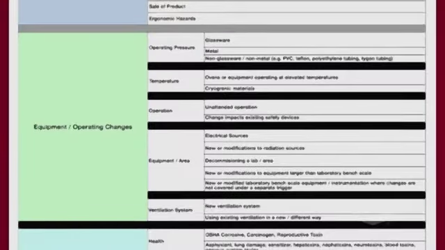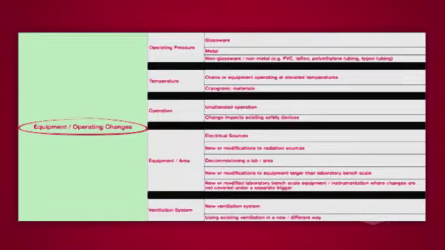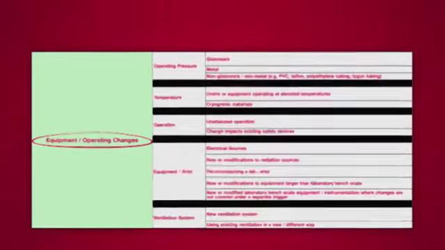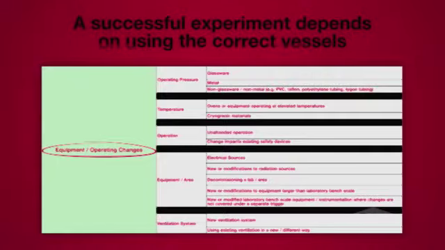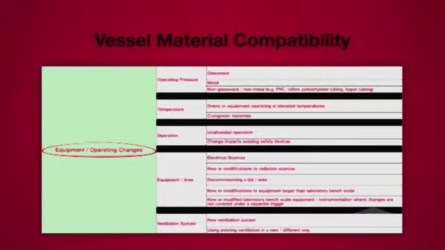Now we move to the Equipment Operating Changes section. For this part of the trigger grid, remember, your experiment is only as successful as the vessels you choose to use. A safe and successful project depends on selecting vessels made of the right materials. How do you figure out what's right? First, think about the compatibility of the vessel with the chemicals it will hold. The last thing you want is a reaction between the chemical and its container that leads to spills, leaks, and other problems. Choose compatible materials.